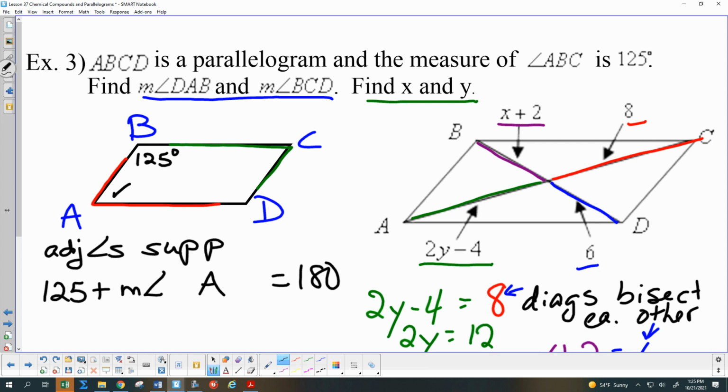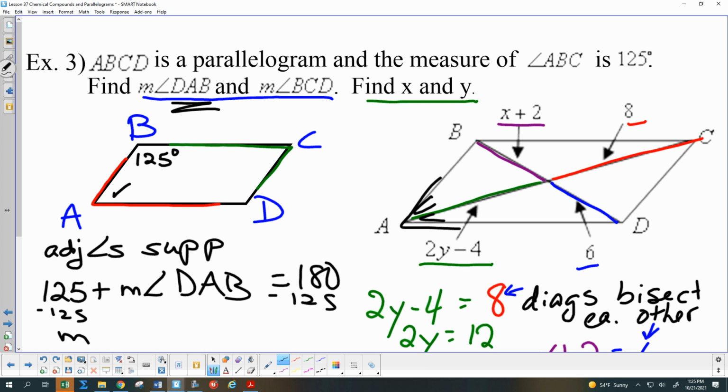180. Now I'm really going to write that as DAB, because you'd really just be looking at the picture like this that's in your book when you write this down. And if you just say A, I don't know if you mean that or the whole thing. So we're going to write it down with all three letters. So subtract 125 from both sides.